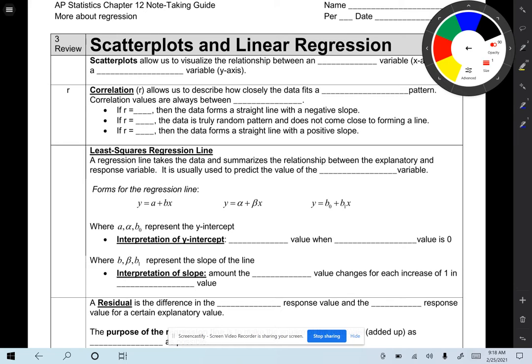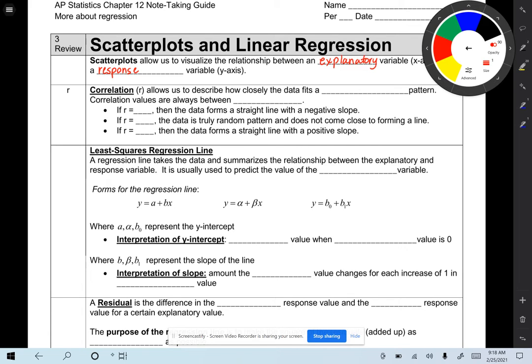But before we do that, I'm going to go back to reviewing a little bit of Chapter 3 on scatterplots and linear regression. Scatterplots allow us to visualize the relationship between an explanatory variable and a response variable. Your explanatory variable is the x-axis variable, and the response variable is on the y-axis.